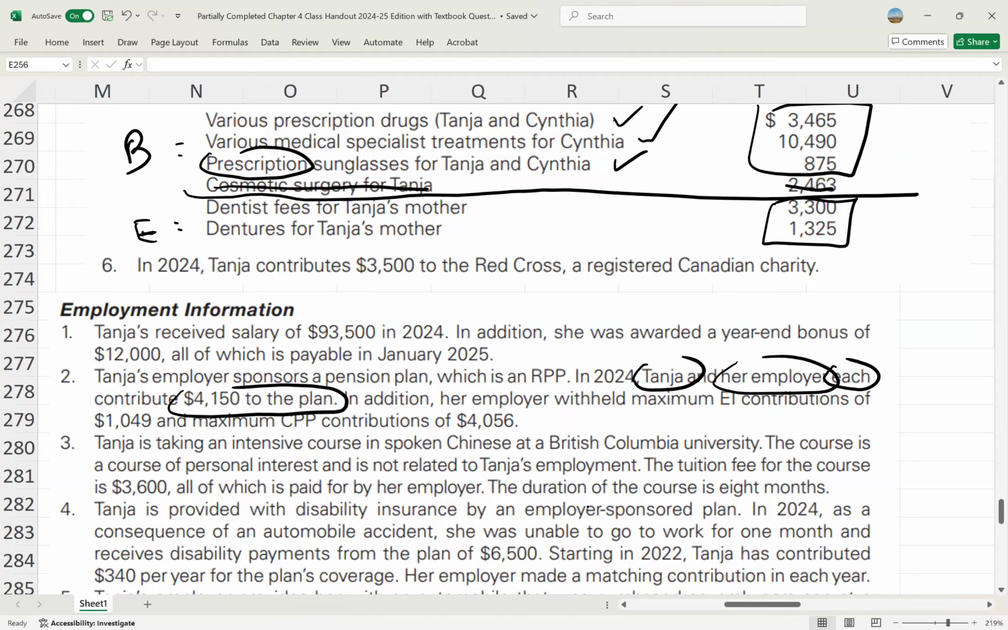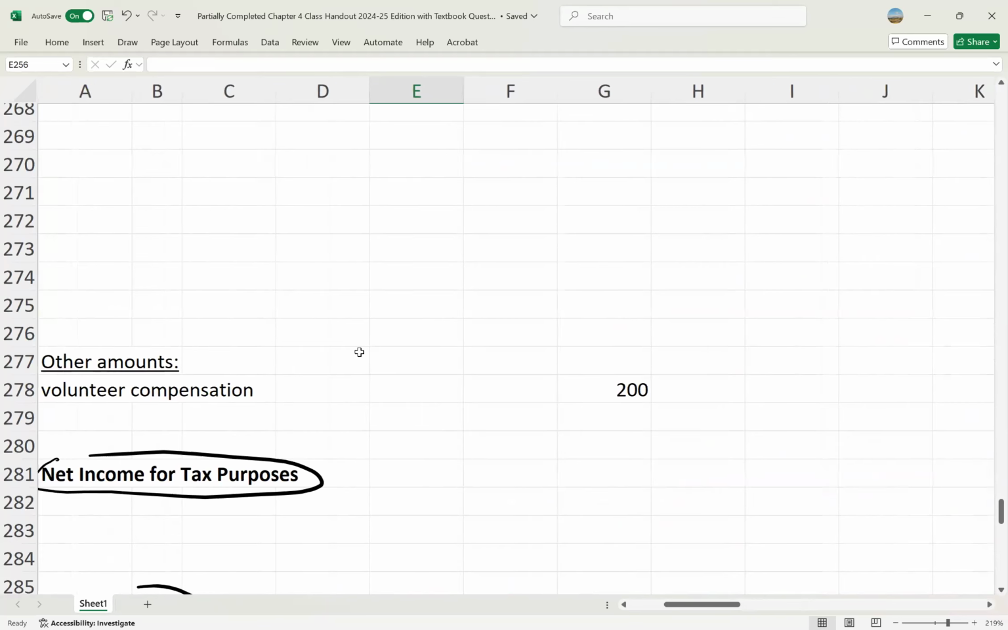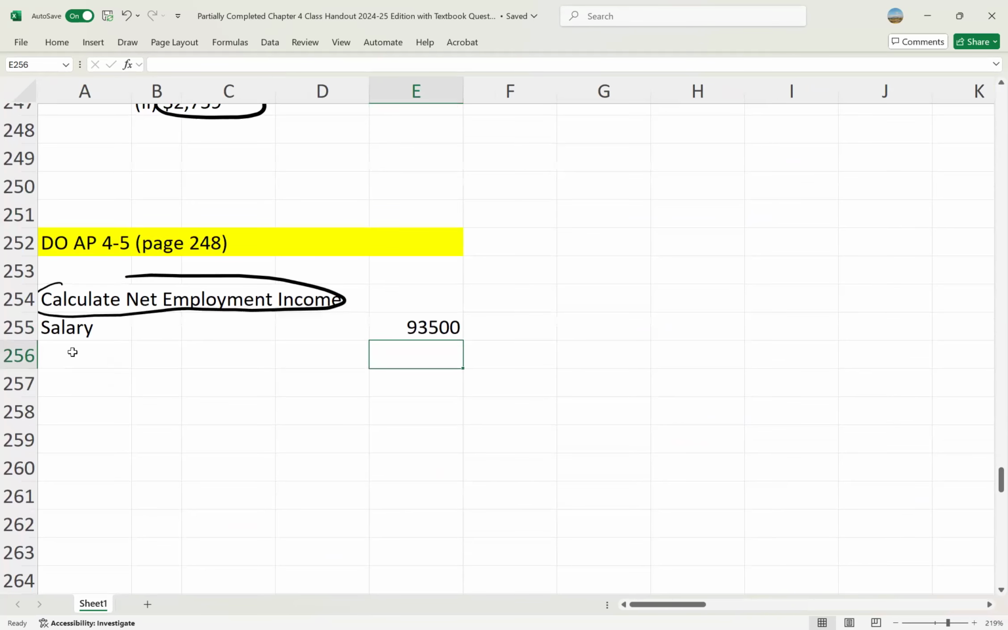So even though her employer put in a separate 4150 into this pension plan for Tanya, that will not be a taxable benefit to her. But she will get the deduction for the amount that she put in. So under her net employment income, RPP contribution, this is the amount that Tanya put in. That will reduce her net employment income by $4,150.